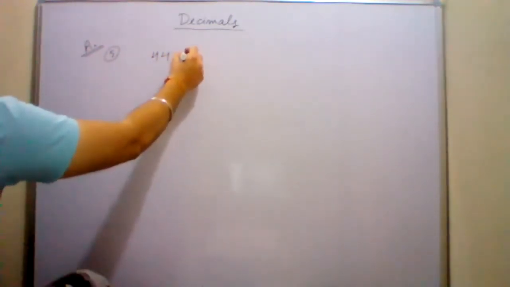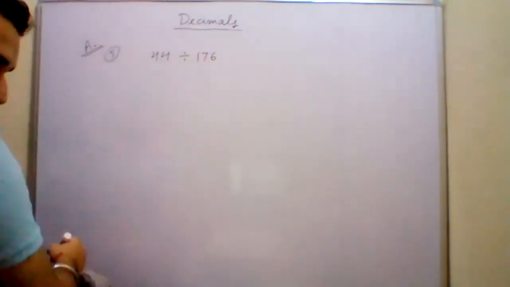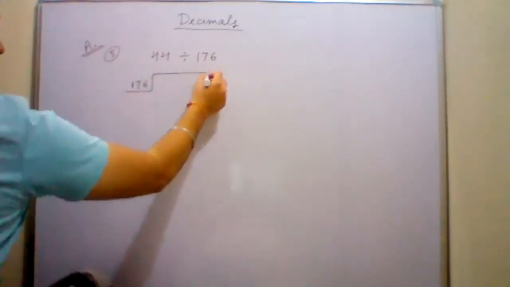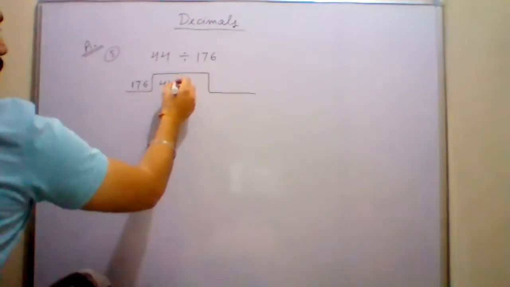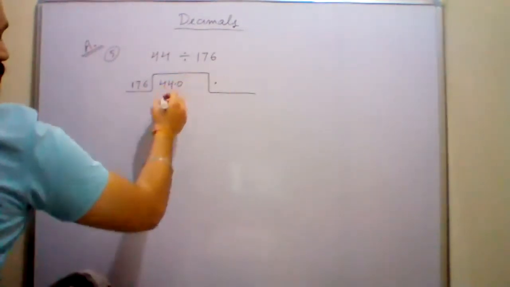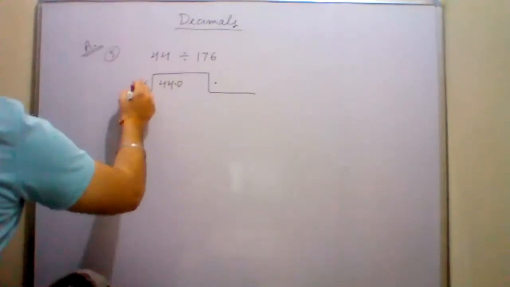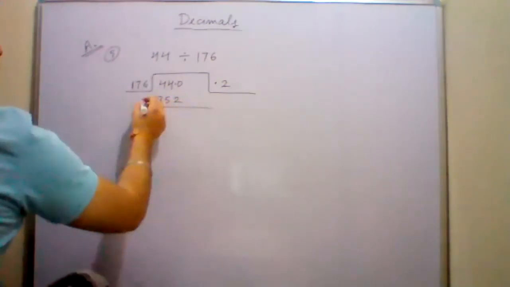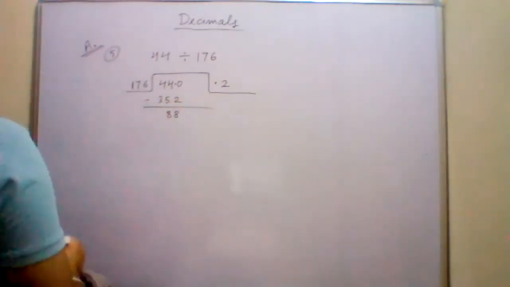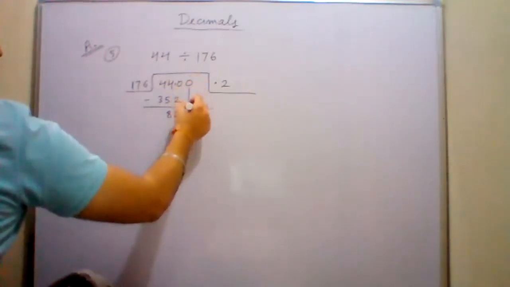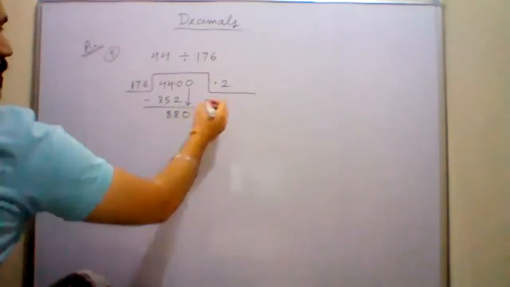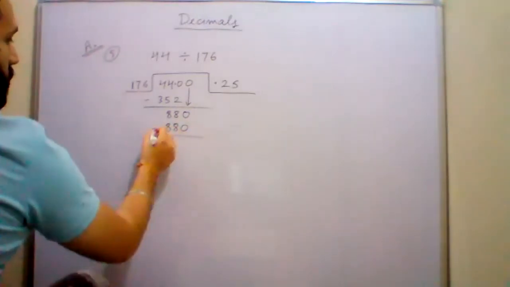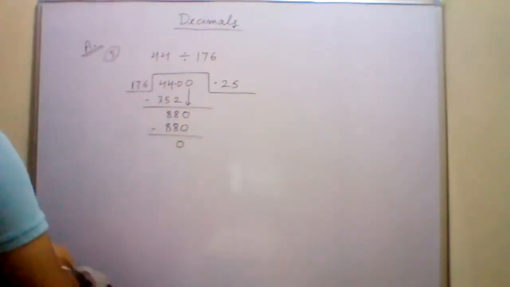44 divided by 176. 44. Decimal, decimal, 0. 176, how many times? 2 times. 352. Then you subtract, you get 88 as the remainder. So copy another 0. This becomes 880. So you write 5 here. 5 into 176 is 880. The difference is 0. Now you get 0 as the difference.